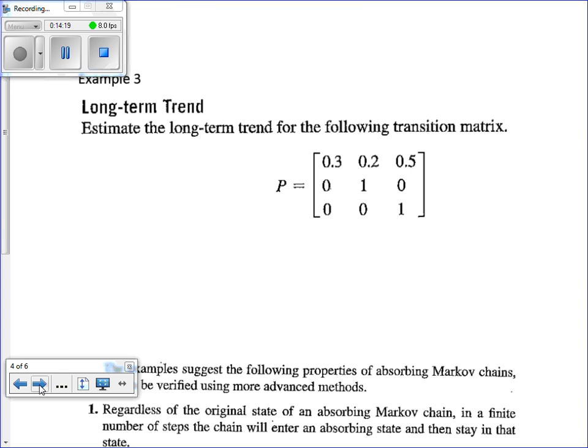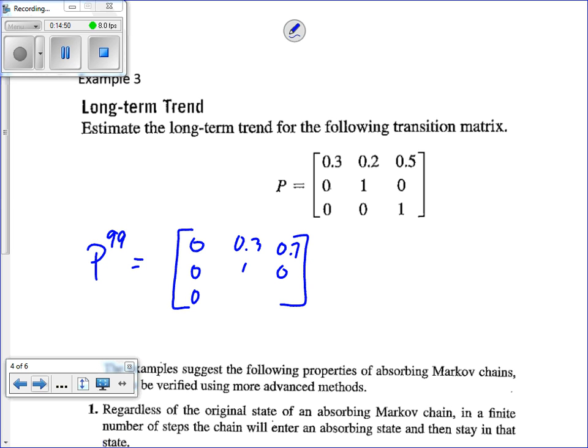So we're going to just try that out here with the third example. It says estimate the long-term trend for the following transition matrix. All you're going to do is take this matrix, again, to a high power. I usually take it to the 99th power. When you do that, our results are going to be approximately 0, 0.3, 0.7, 0, 1, 0, 0, 0, 1. So we still have those absorbing states that you can see.